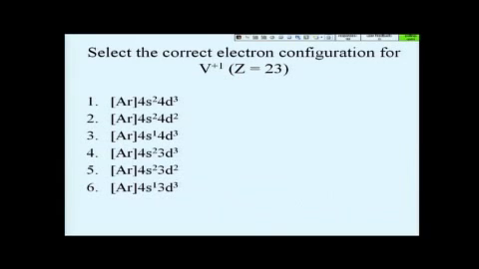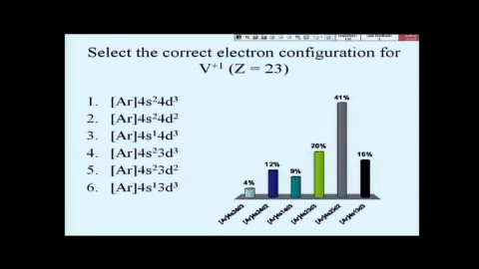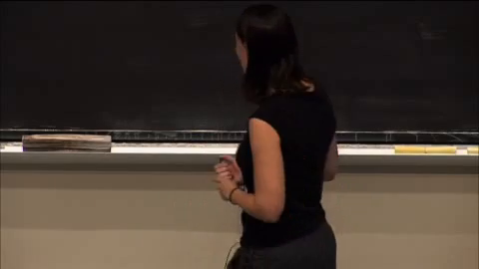So we have extra incentive to get these clicker questions right. In this one, we're selecting the correct electron configuration for an ion. So why don't you go ahead and take 10 more seconds on this second clicker question for our intro. Okay, so it looks like we have a little bit of a mixed consensus here. Let's go over this question.